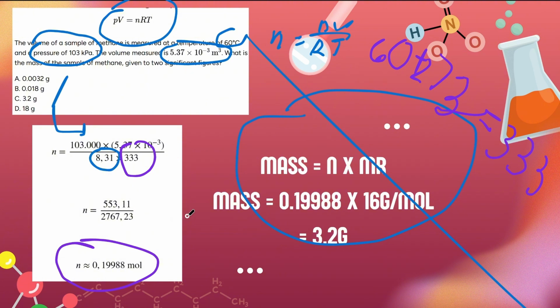Then of course to find the mass we use n equals gram per Mr, so how do we find the Mr? If you know, methane is CH4, so its Mr is 16. You can actually find it in the periodic table, which is 16, so we just multiply the mole by the Mr, making the answer 3.2 gram, so the answer is C.